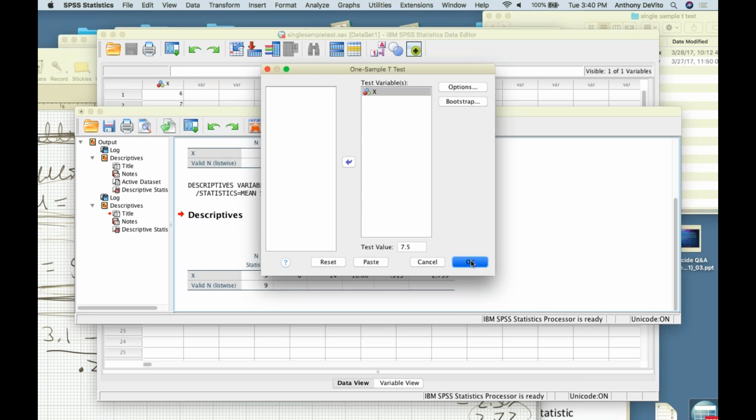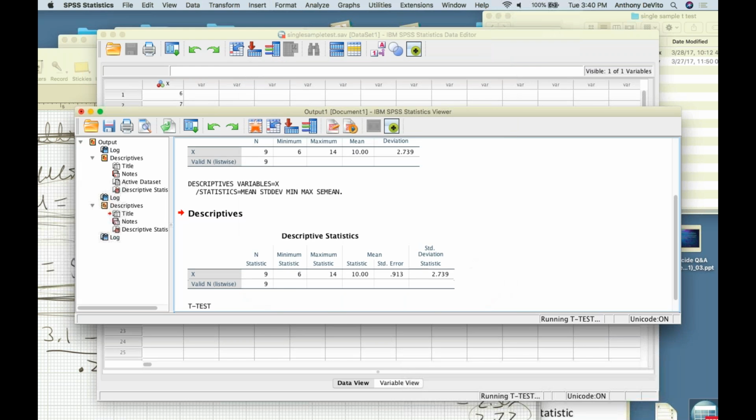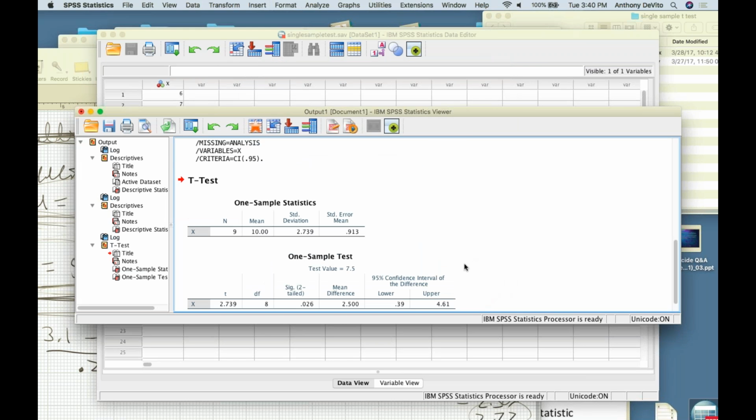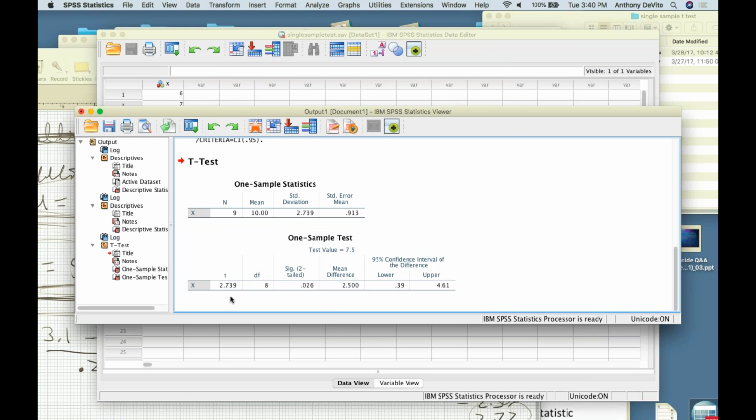I'll click OK, and it compares those two means, divides them by the standard error, and figures out a t-score. What is the t-score? The t-score is 2.739. For a sample size of 9, what did we say t-critical was? T-critical was 2.3 or something like that, right? Did we exceed t-critical? Yes, we did, with 8 degrees of freedom. So this t-score says we can reject the null hypothesis.